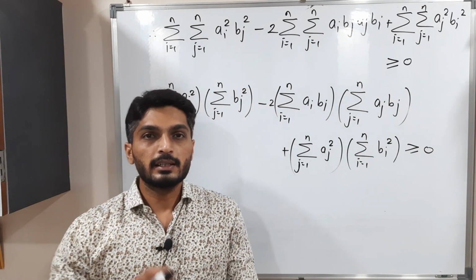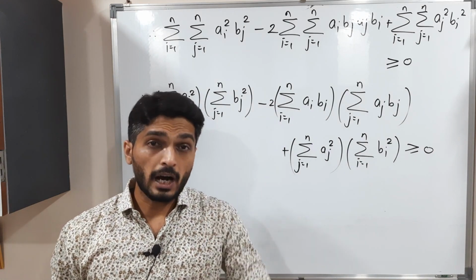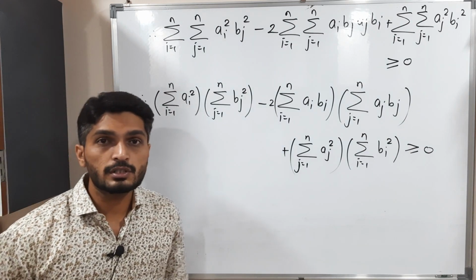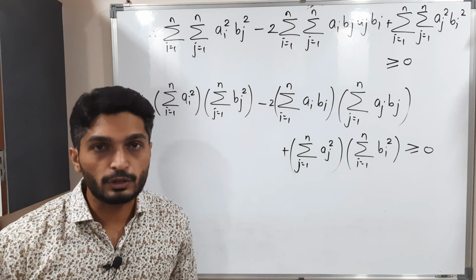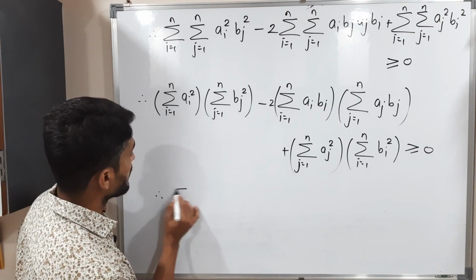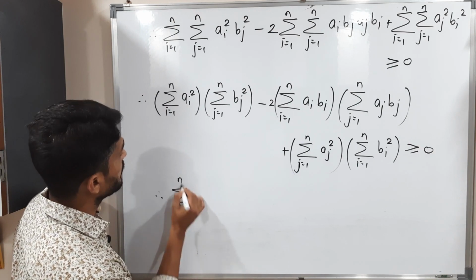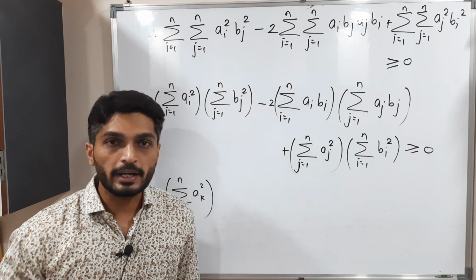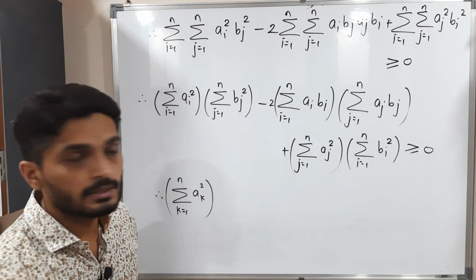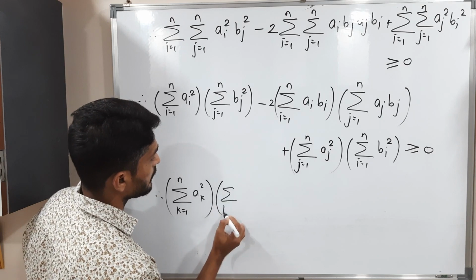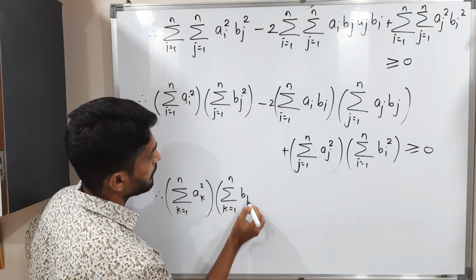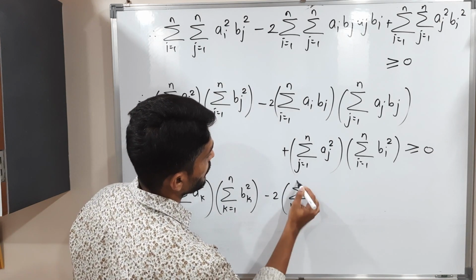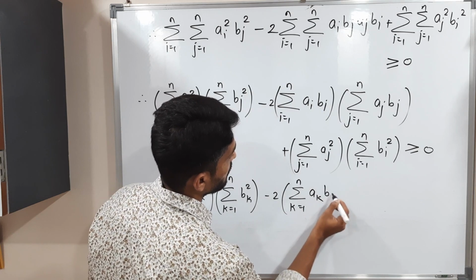See, if you write i, j, or k in a summation, it doesn't matter. So I am going to express all the summations with the help of the variable k. Therefore it will be like this: summation k running from 1 to n, ak square. Simply I changed the notation, instead of i I took k there. Here also I will do the same. So therefore, summation k running from 1 to n, bk square, minus 2, summation k running from 1 to n, ak bk.